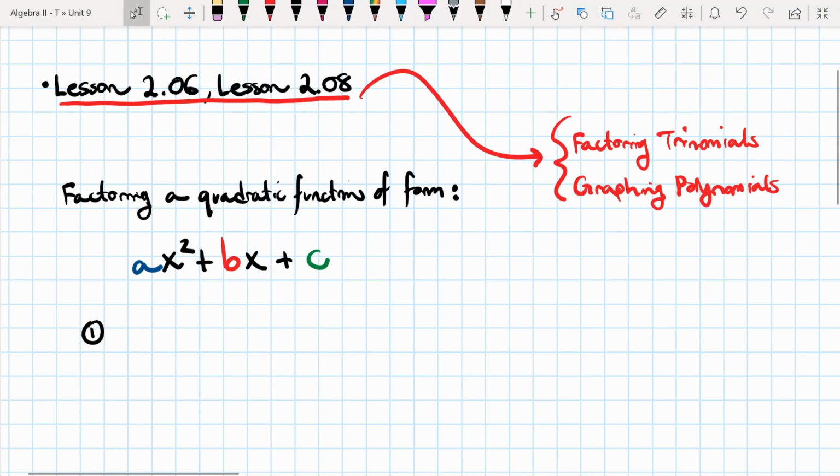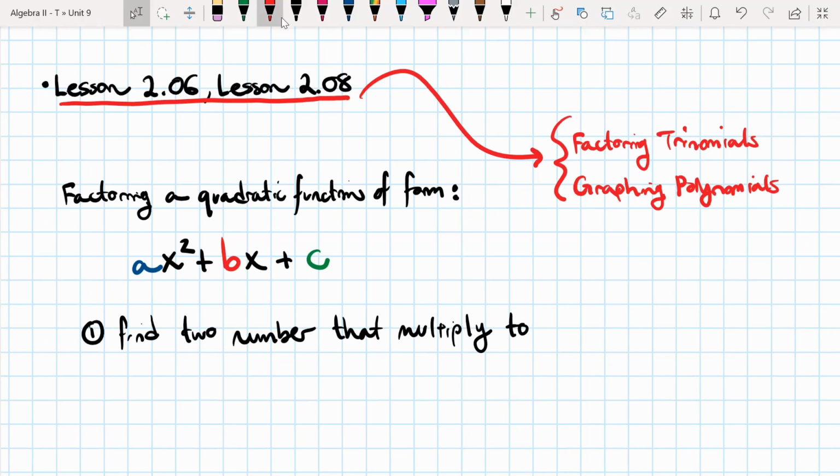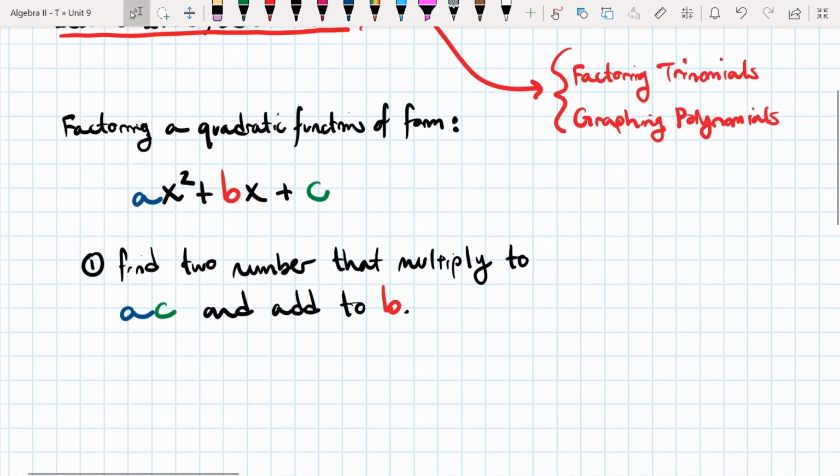So in order to factor this, you need to find two numbers. And we'll go through an example of what this looks like in a second, or in the first problem set. So find two numbers that multiply to the product of the a value and the c value, and add to the b value. So two numbers that multiply to a times c, but also add to the letter b.